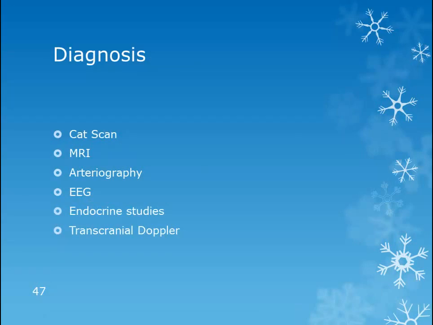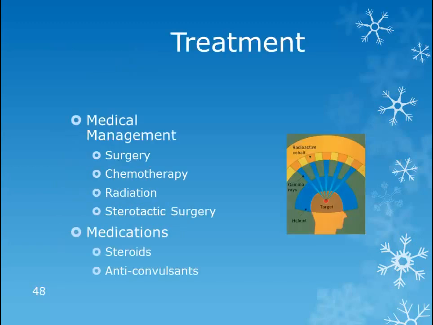Diagnosis of a brain tumor includes CAT scan, MRI, which is much better than a CAT scan at diagnosing brain tumor, arteriography, EEG, endocrine studies, transcranial Doppler studies. Treatment of a brain tumor under medical management: surgery, chemotherapy, radiation, stereotactic surgery. Medications would include steroids and anticonvulsants.